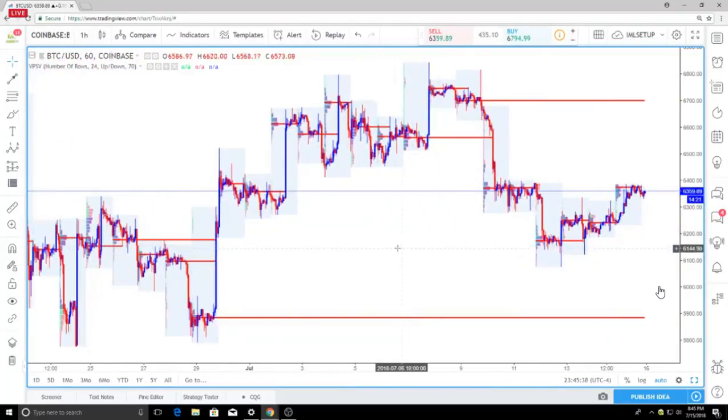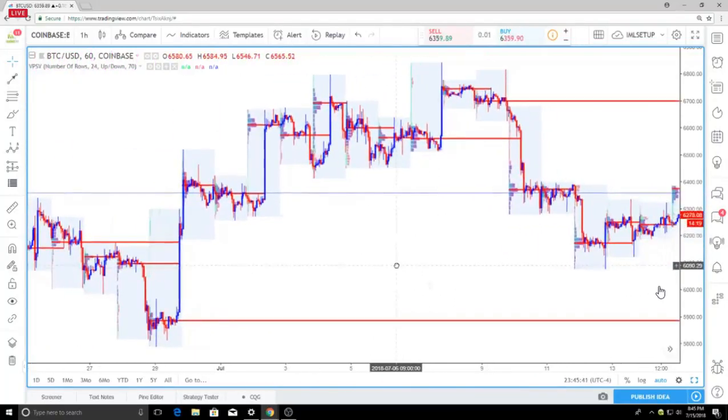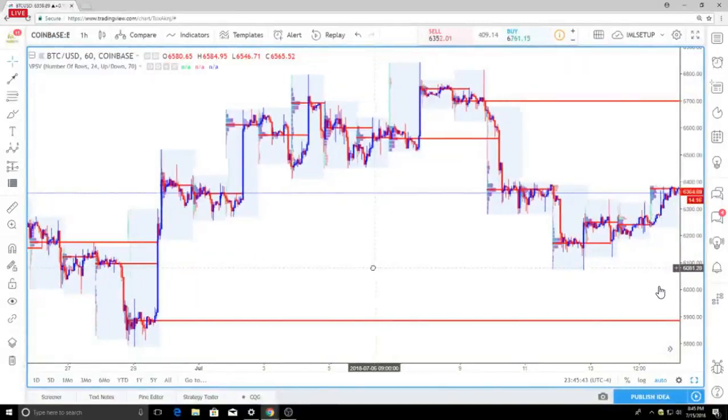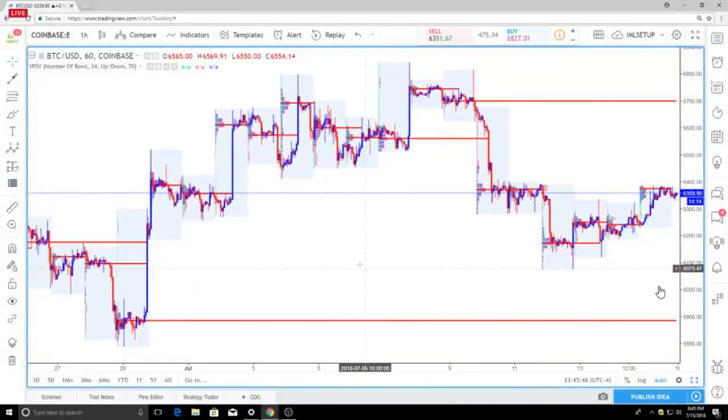I like using these on a 30-minute chart also, by the way. I love using them on 30-minute charts. So let's take a look right here.